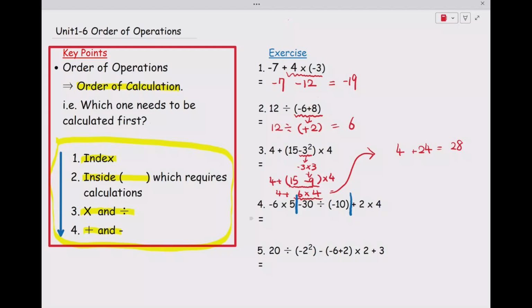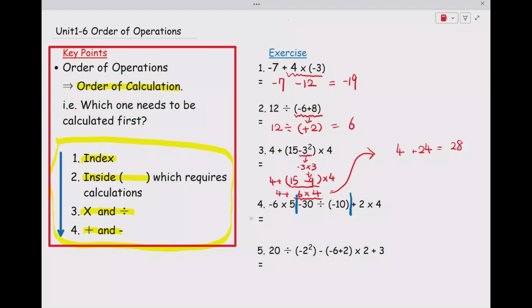How does that sound? It seems easier than you thought, doesn't it? Long equations can be simplified by breaking them up before the plus and minus signs. This is a very useful trick, so keep it in mind. Now, let's recall order of operations again. First, index. Second, contents of the brackets that requires calculations. Third, multiplications and divisions. And fourth, additions and subtractions.